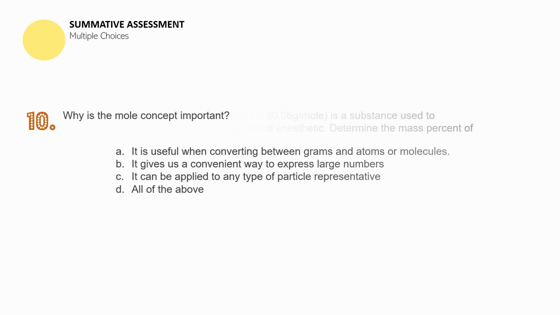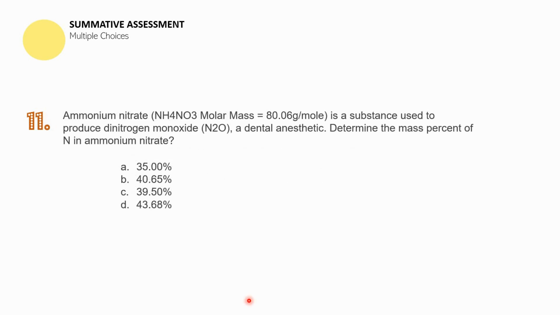Question number 11. Ammonium nitrate, or NH4NO3, with a molar mass of 80.06 grams per mole, is a substance used to produce dinitrogen monoxide, or N2O, a dental anesthetic. Determine the mass percent of nitrogen in ammonium nitrate. Is it A. 35%, B. 40.65%, C. 39.50%, and D. 43.68%.